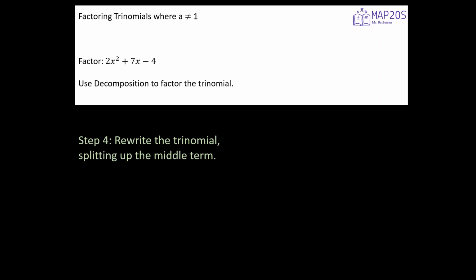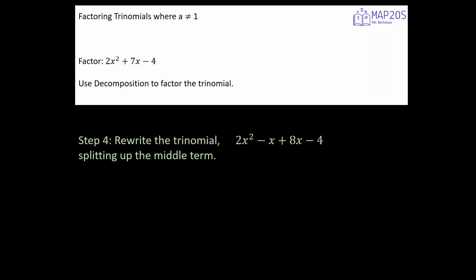Our next step, number 4, is we need to rewrite our trinomial by splitting up the middle term. That's that decomposing piece that we saw. And so I have split up the 7x into -1x, or -x, and +8x. Now the order that you put it into doesn't matter. Personally, I like to do a negative then positive. It makes it a little bit easier to factor out later. If you want to do the positive and negative, that's fine as well. It just means that we have to potentially factor out a negative number, which we don't necessarily always have to do.